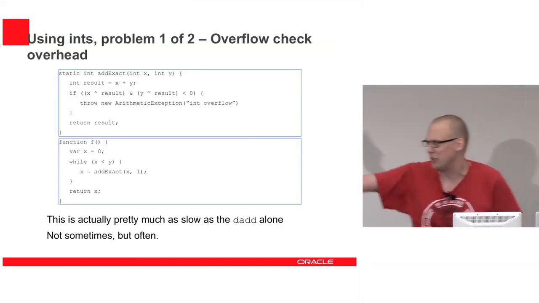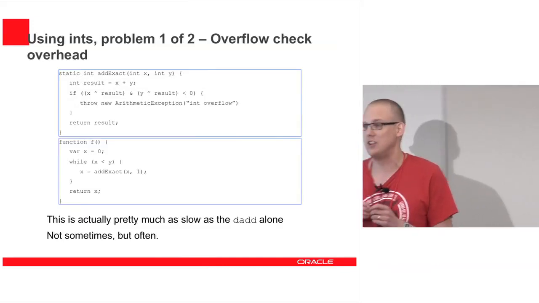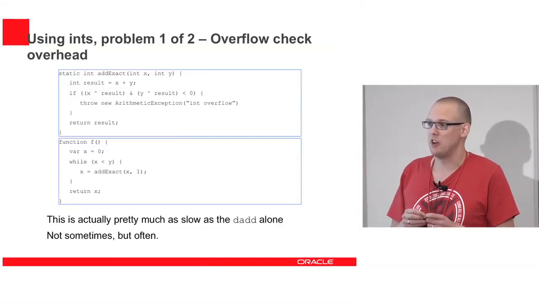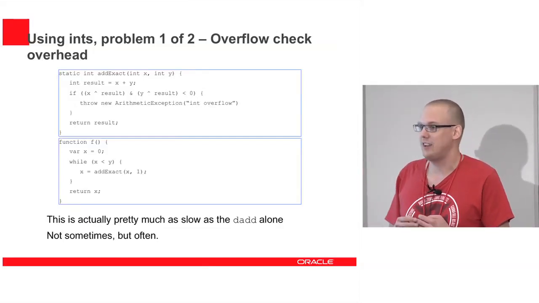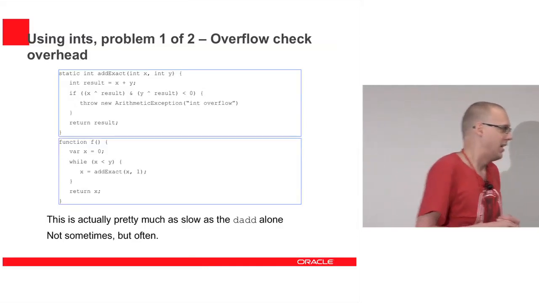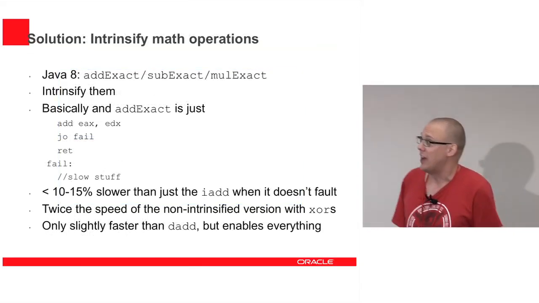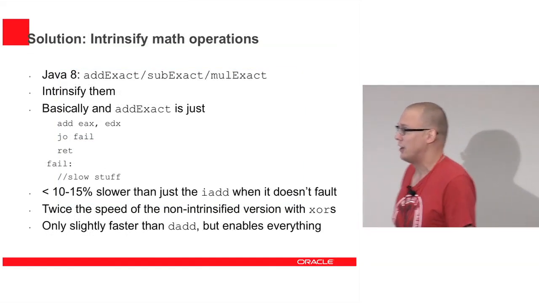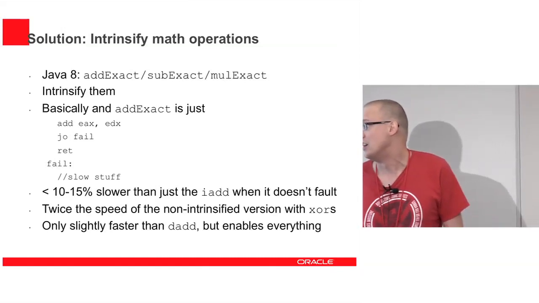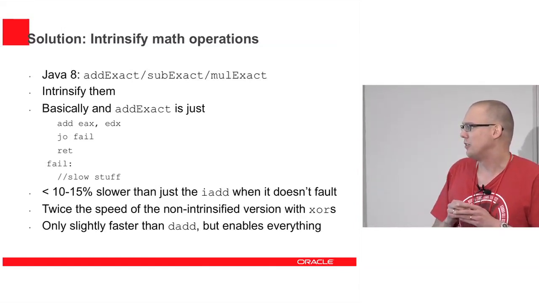The good thing with add exact is that it's defined in Java math in Java 8. This exact code is in Java math in Java 8. So that means we can do an intrinsic for it because the JDK defines exactly how it behaves. So I press ganged Rickard into designing that intrinsic for me. And the intrinsic for add exact is basically just do an add, jump on overflow, fail, and return. And then if the overflow happens, we do slow stuff. And then we actually are only 10 to 15% slower than just the iadd instruction when it doesn't fault. So that's very good news.